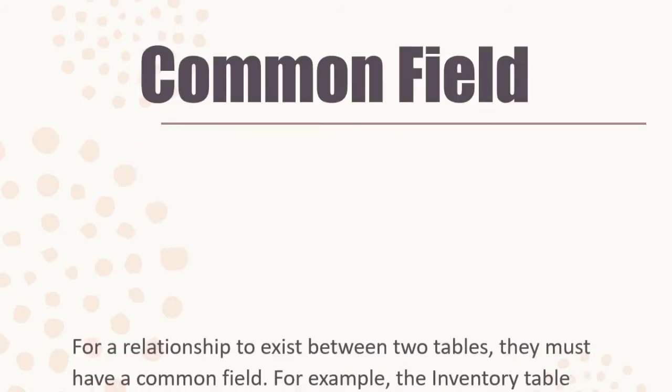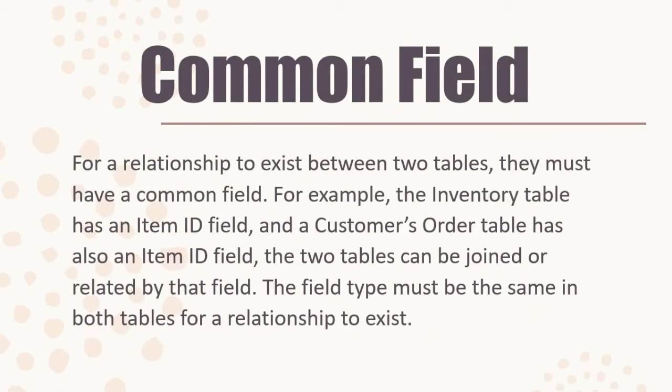Okay, so common field. For a relationship to exist between two tables, they must have a common field. For example, the inventory table has an item ID field, and the customer's order table also has an item ID field. The two tables can be joined or related by that field. The field type must be the same in both tables for a relationship to exist.